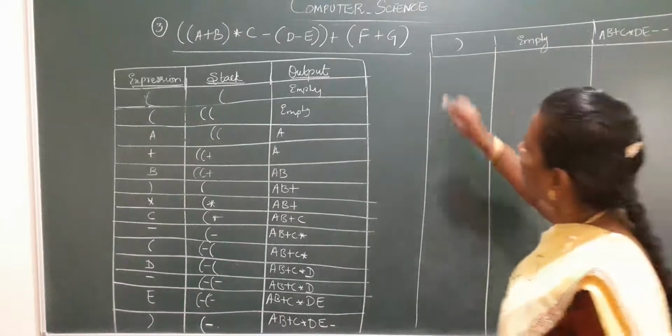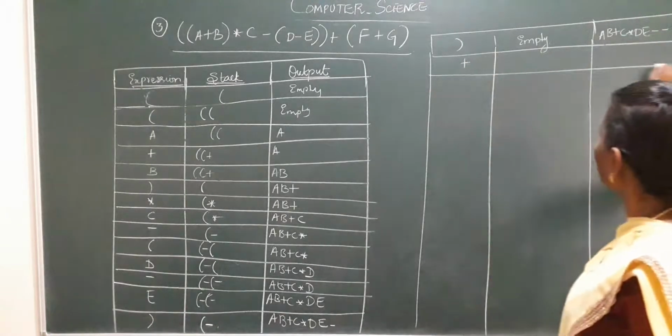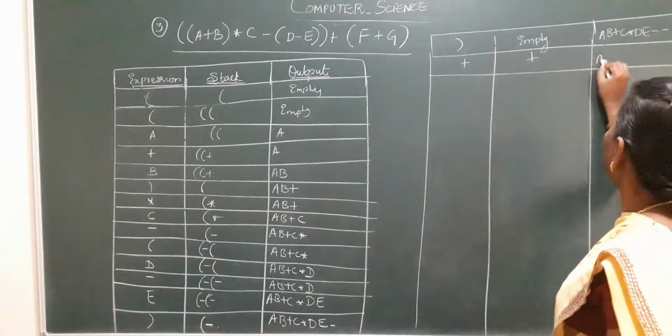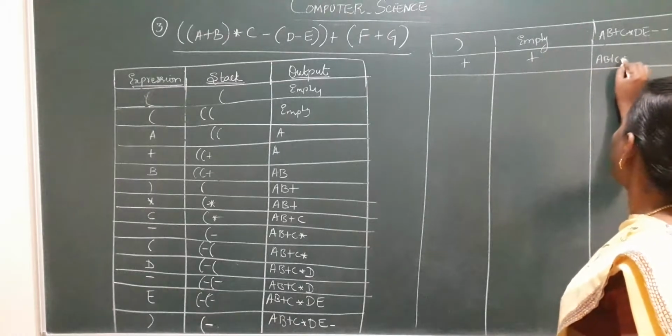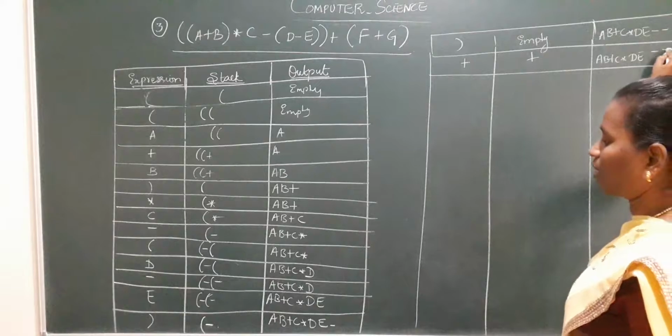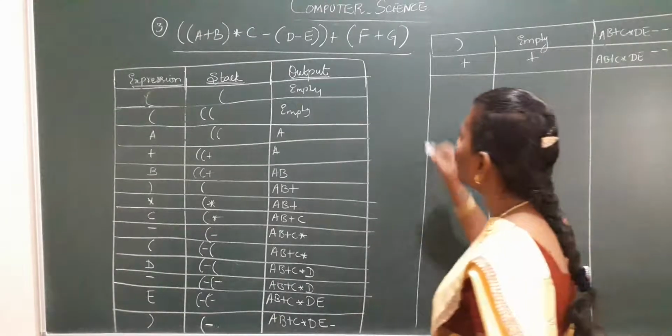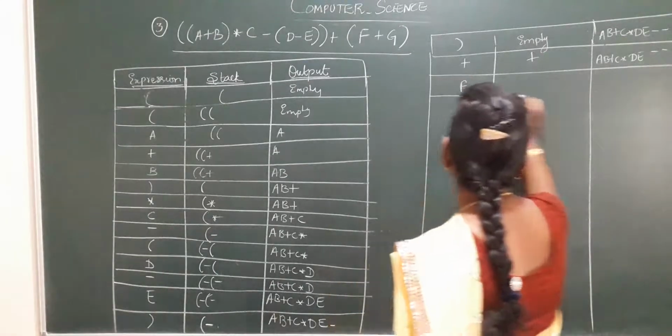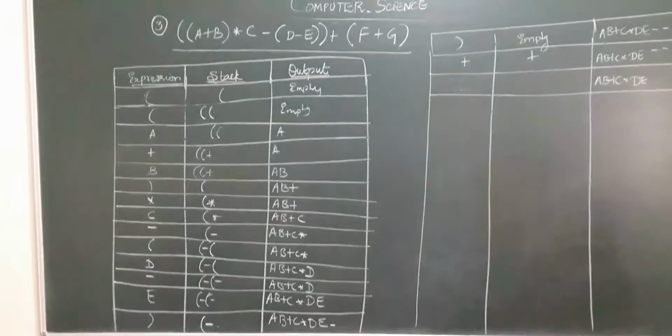Okay. Next I have plus. Where will plus go? It will go to your stack. A B plus C star D E minus minus. Okay. Next I have F. Where will F go? F will go to your output.